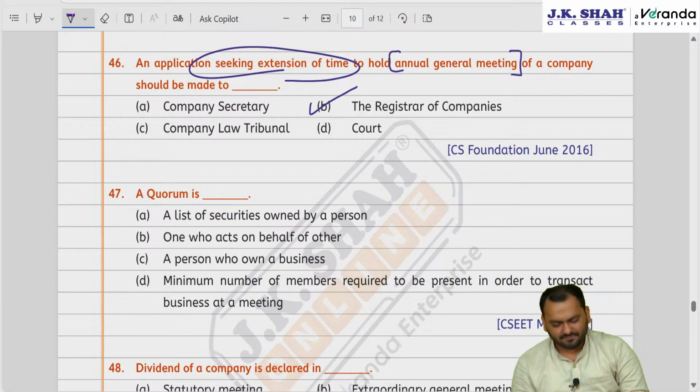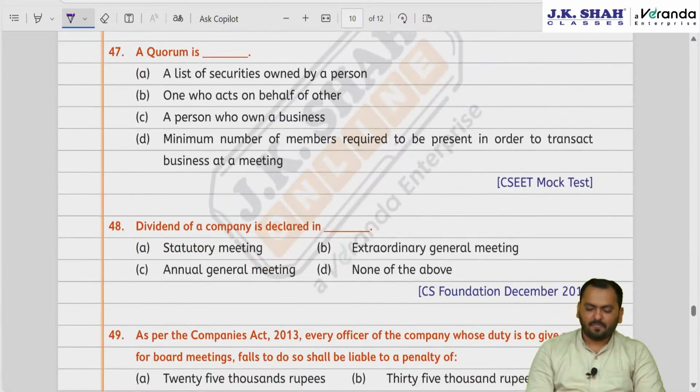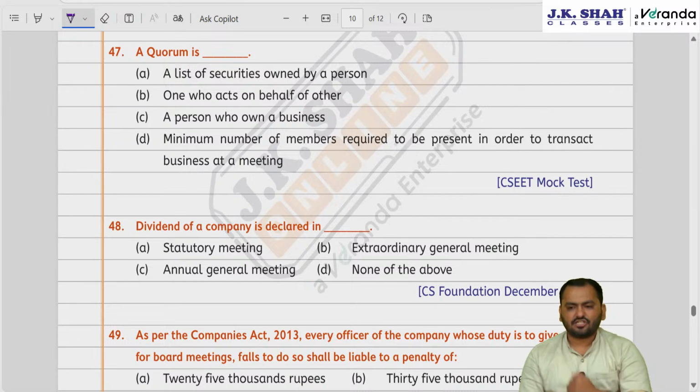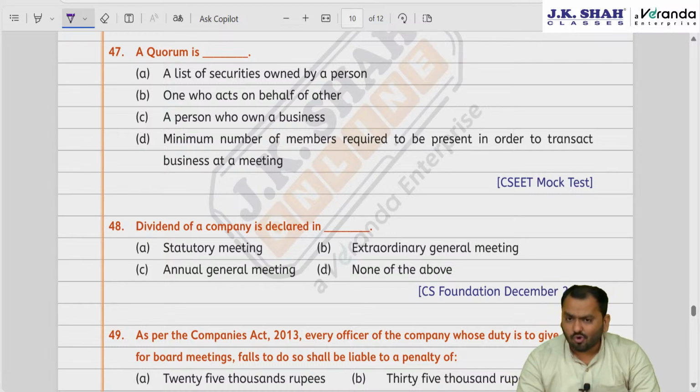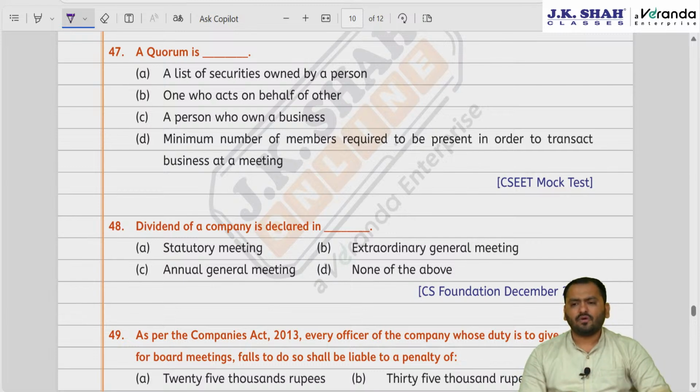Very simple. Next one. A quorum is dash. So friends, whenever we talk about board meetings and general meetings, quorum is very important. You will study quorum in detail in Executive also, right? So what is the meaning of this word quorum firstly? Quorum means the minimum number of members required to conduct a meeting.